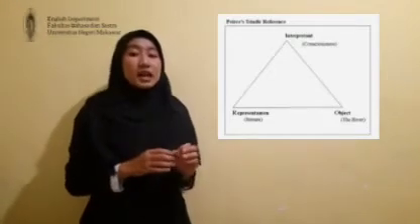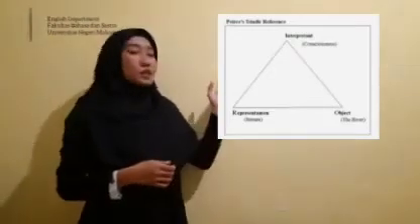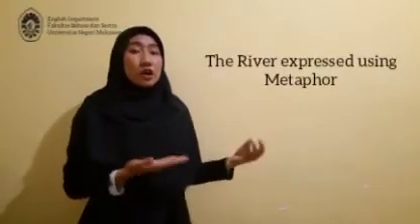While in Peirce's triadic reference, there are interpretant, representamen, and object. The object itself is the river, and the representamen is what is drawn of the river itself. It was a stream, and the interpretant of the river itself is consciousness.